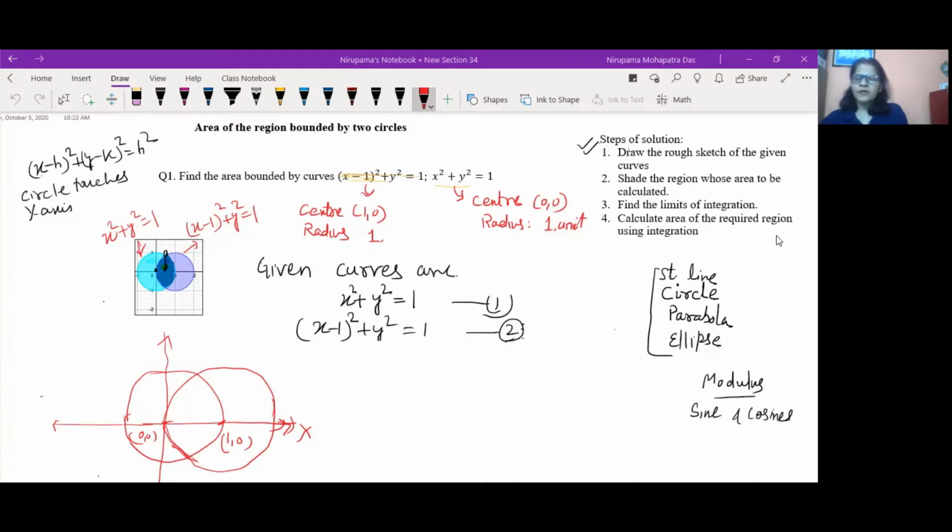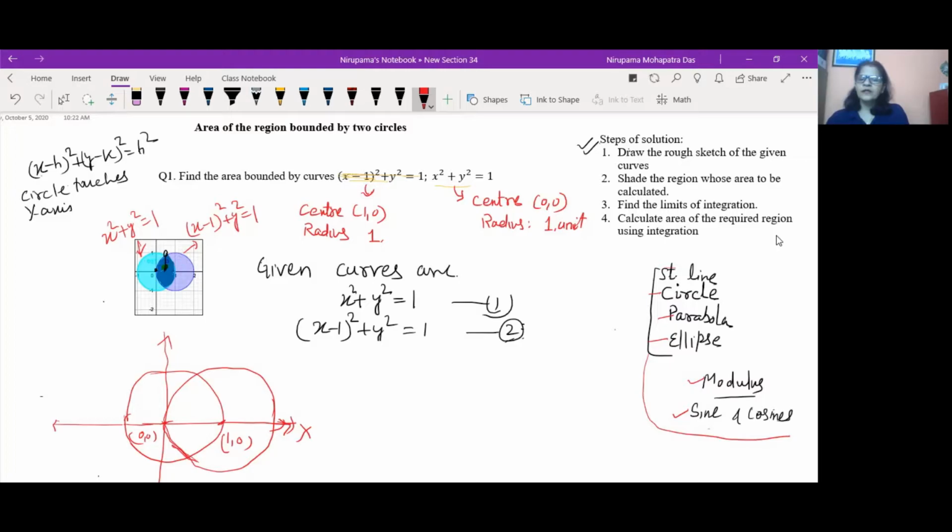By curves here we mean the straight line, circle, parabola, ellipse, sine and cosine functions, and modulus function. These are the curves we are very familiar with, and we have already studied these things in 11th standard and a little bit in 12th standard also. So we basically have to recap these curves.